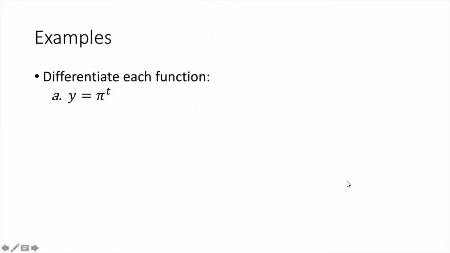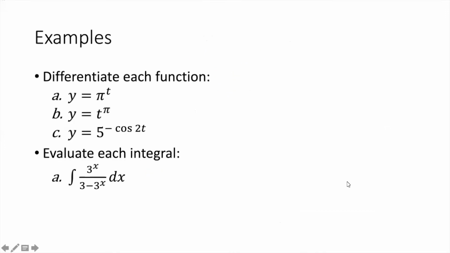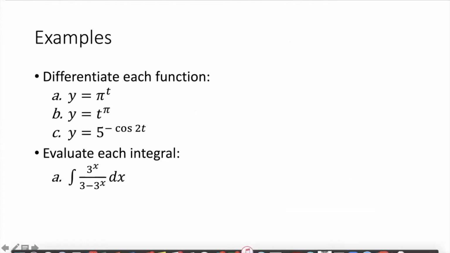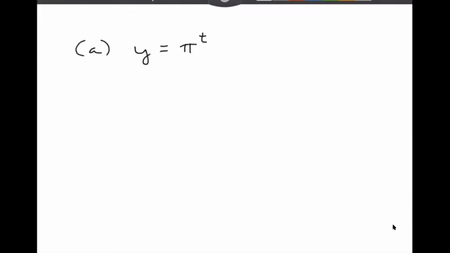Okay, so let's get into an example. All right, switching over to the tablet. All right, here we go.